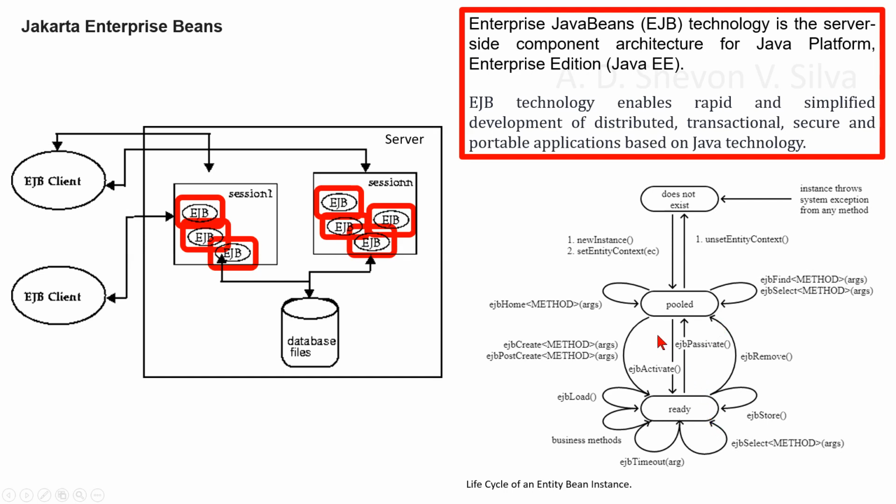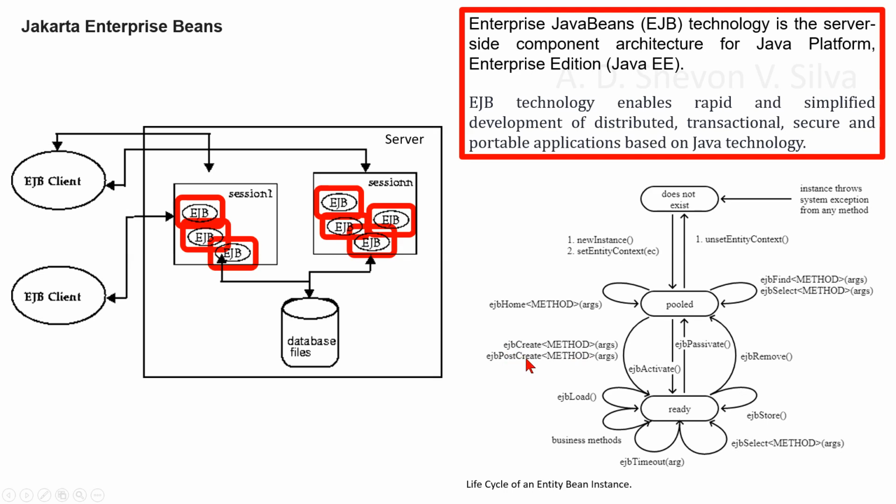Through ejbCreate and ejbPostCreate methods, or through the ejbActivate method. The container invokes the ejbCreate and ejbPostCreate methods when the instance is assigned to an entity object during the entity object creation.